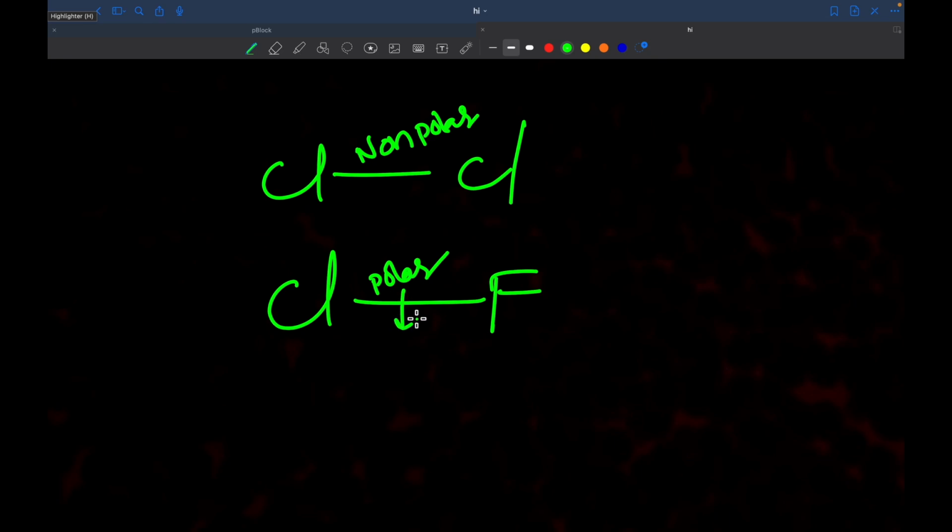That's why this bond is reactive, more reactive than this bond. So in interhalogens, the bond is formed between two different atoms with different sizes and different electronegativities. That's why the bond formed between two halogens is a polar bond. That's why this reaction is very fast.